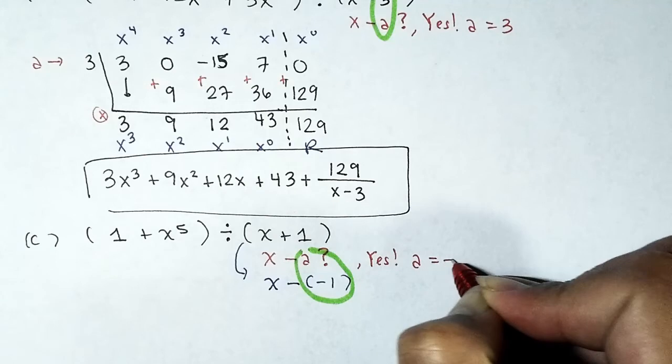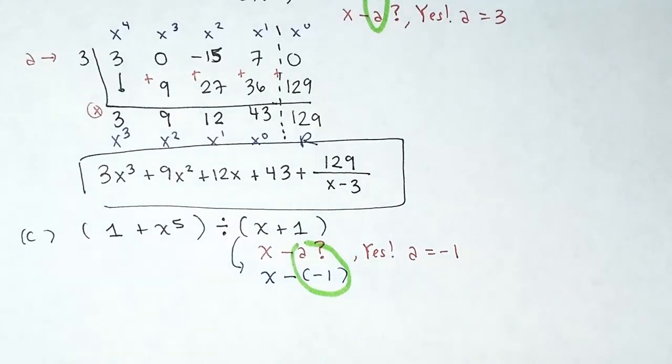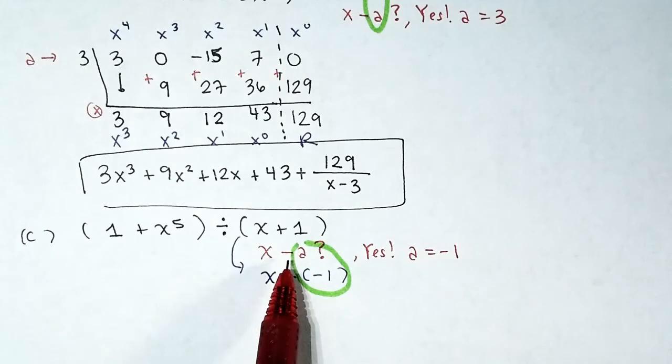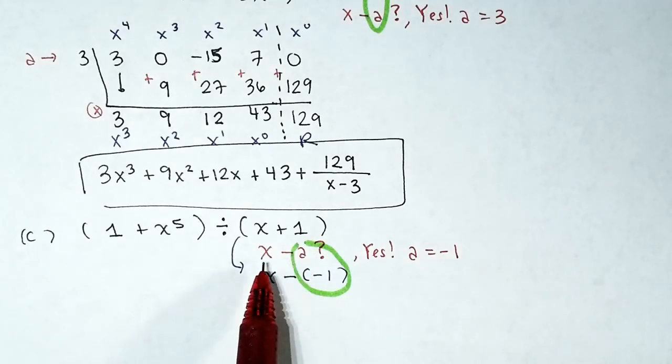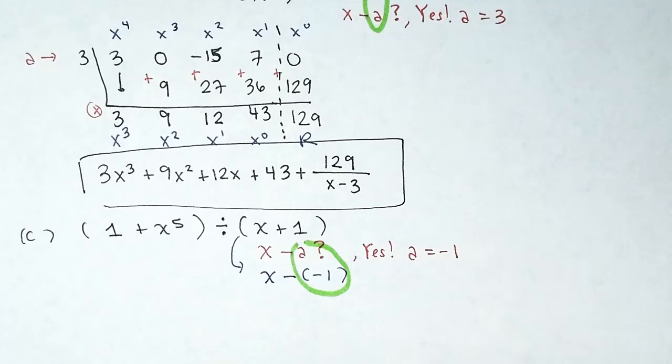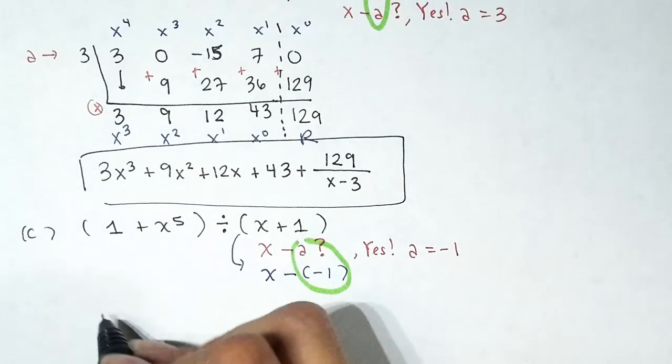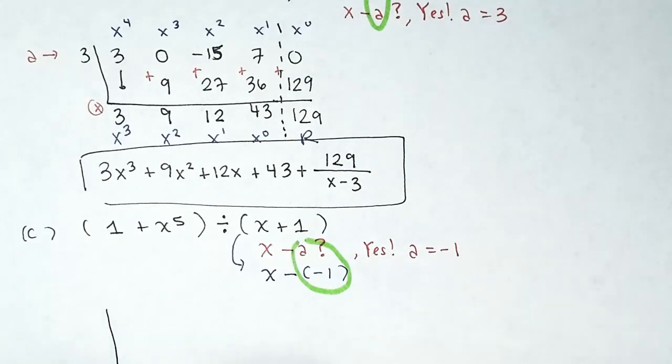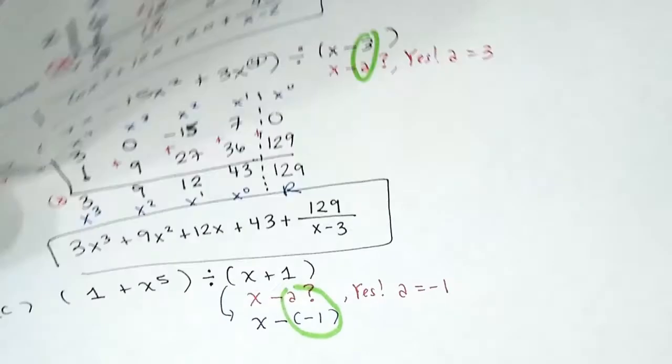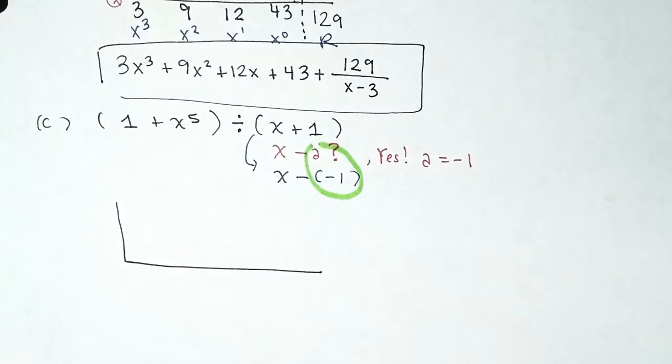So now in this case, the value of a is -1. Why? Because a is the number that follows the subtraction sign, x minus a, x minus a number. So let's prep this up so we can leave. So we're going to do the division box. Outside the division box, we're going to put the value of a.